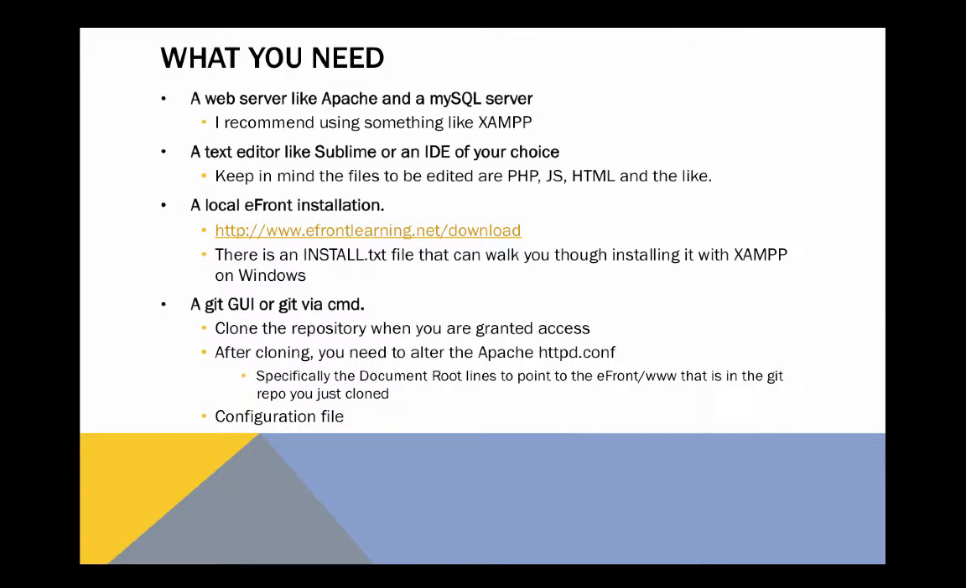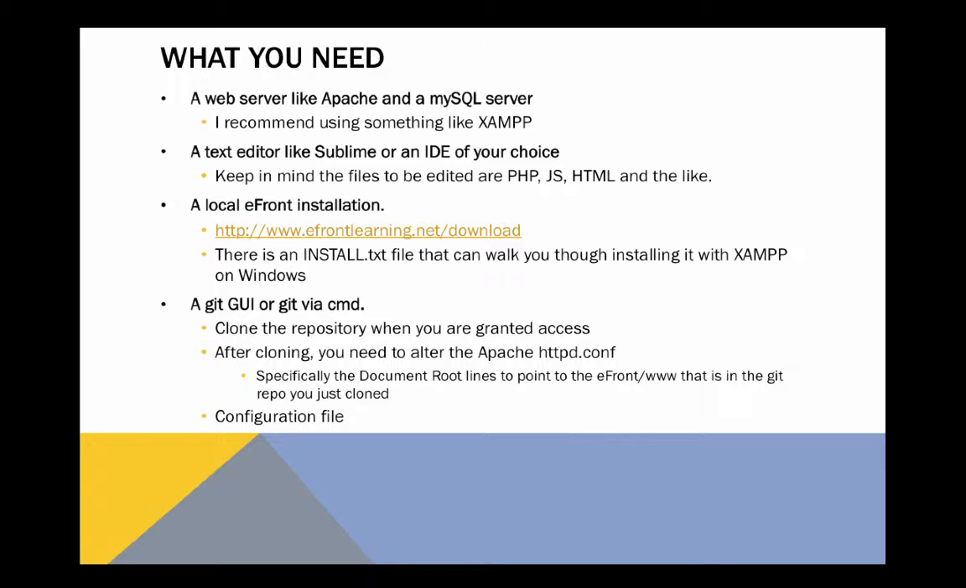Essentially, there are four main things that you're going to need. You're going to need a web server like Apache and a MySQL server. I used XAMPP, but you can use another alternative like LAMP or MAMP or whatever you'd like. You're going to need either a text editor like Sublime or an IDE of your choice, but keep in mind that the files you're going to be editing are PHP, JavaScript, HTML files, things like that. You're going to need a local eFront installation, which you can download from the link below. It's free, and there is an install.txt file that can walk you through installing it with XAMPP on Windows.